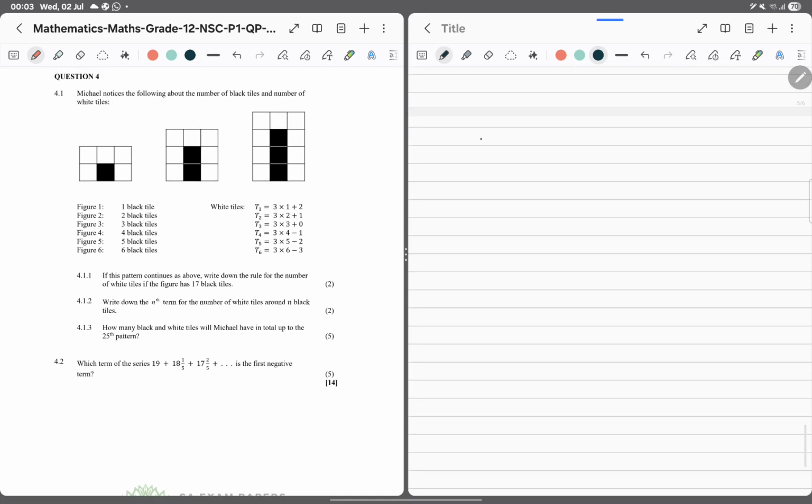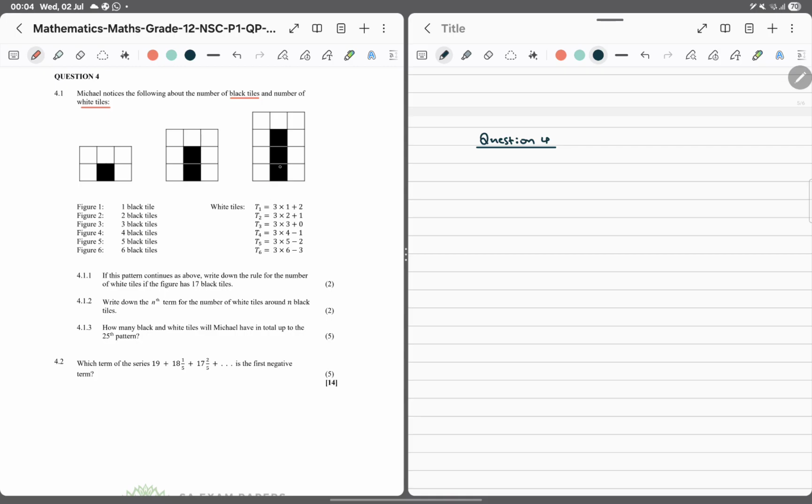So question 4 is giving us the vibes. We're told here, Michael notices the following about the number of black tiles and the number of white tiles. Okay, so patterns. Figure 1, we've got 1 black tile. There's how many white? 1, 2, 3, 4, 5. And there's 2, got 1, 2, 3, 4, 5, 6, 7.